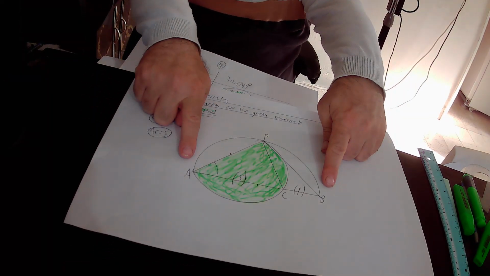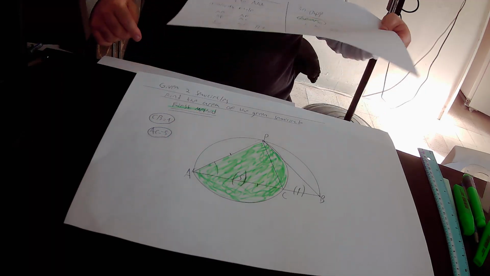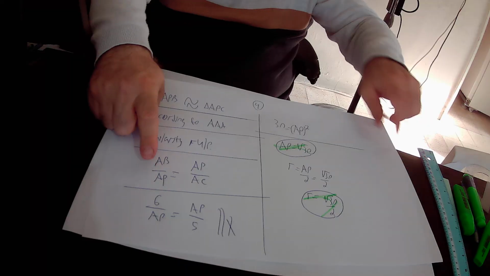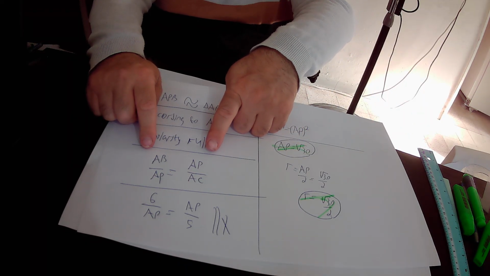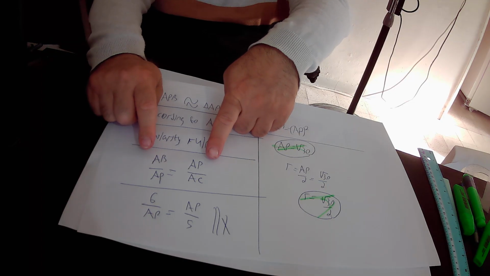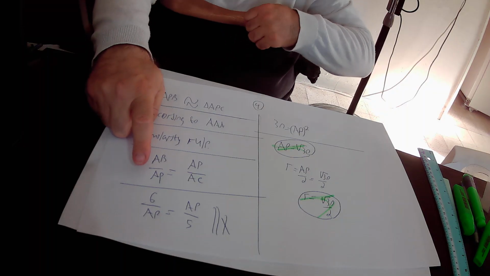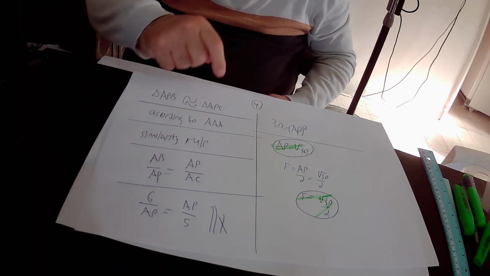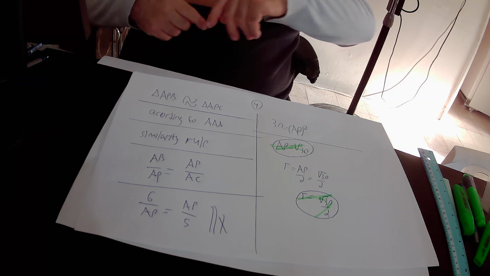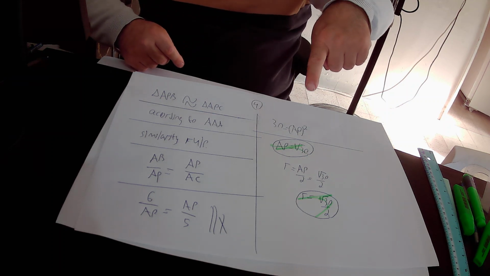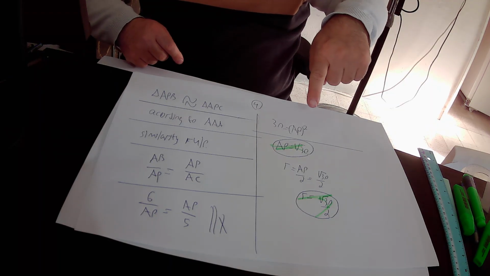AB is 5 plus 1, that is 6, and AC is 5. Therefore, after we substitute AB by 6 and AC by 5, this equation becomes 6 over AP equals AP over 5. Here we cross multiply this equation, and I found out that 5 times 6 equals AP times AP, that is AP squared. 5 times 6 is 30, so 30 equals AP squared.